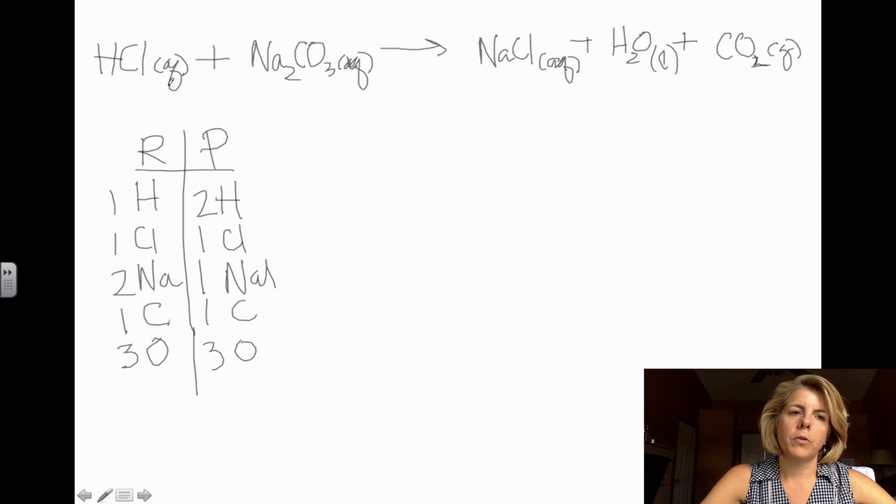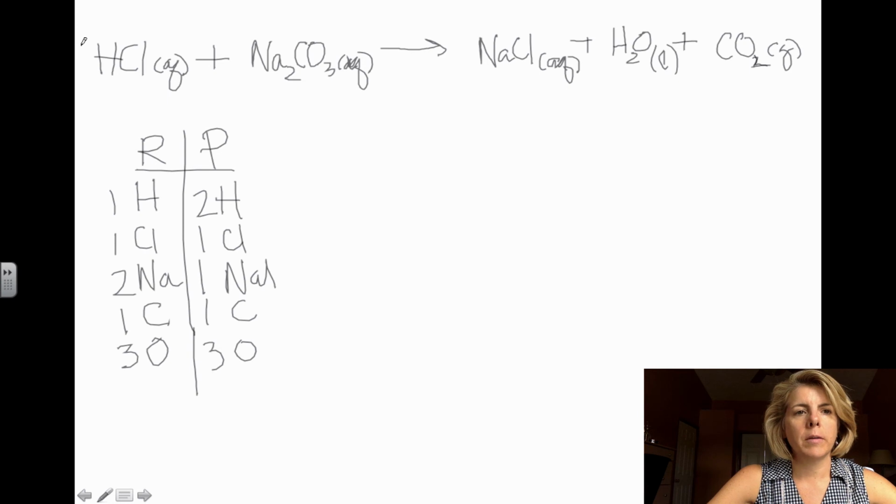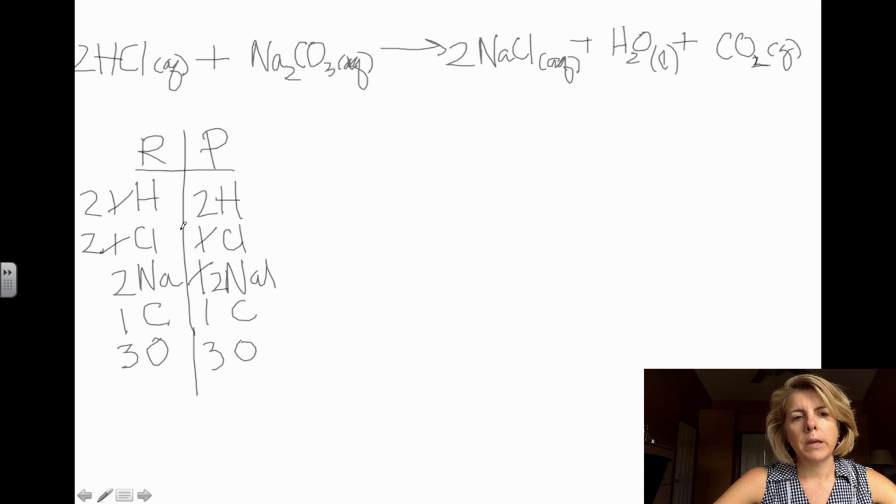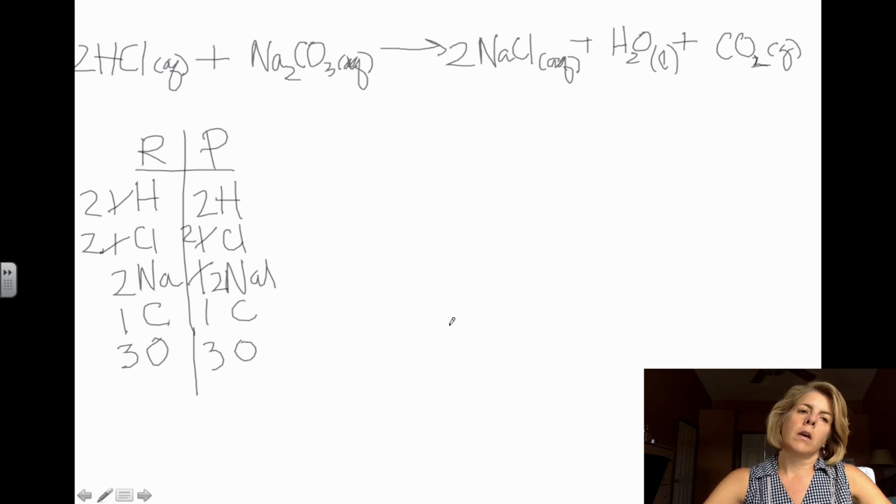Well, I can do it one of 2 ways. I think what I'm going to do is I'm going to start here and I'm just going to put a 2 in front of HCl. So that makes that 2 and it balances things out. And now I have 2 chlorine on the reactant side. So for the product side, I'm going to have to put a 2 in front of sodium chloride. So hopefully that balances out the sodium, and guess what? It also balances out the chlorine. So just putting 2 in front of HCl and NaCl helps to balance out the overall equation.